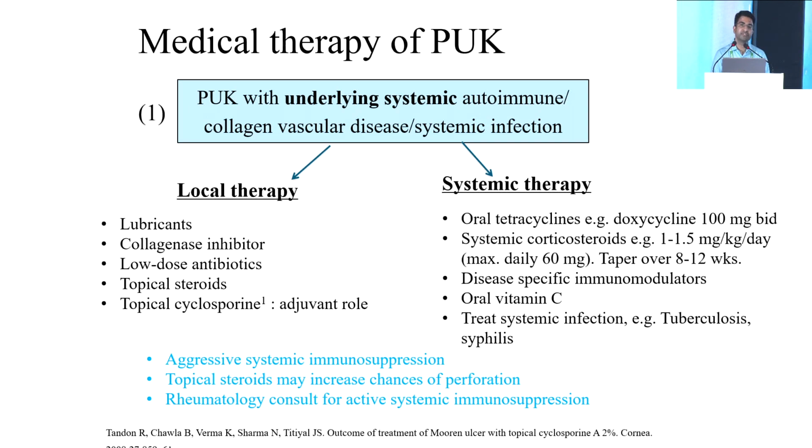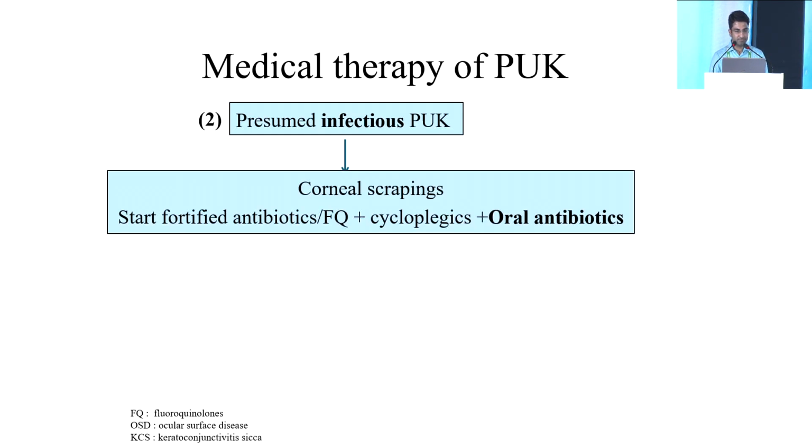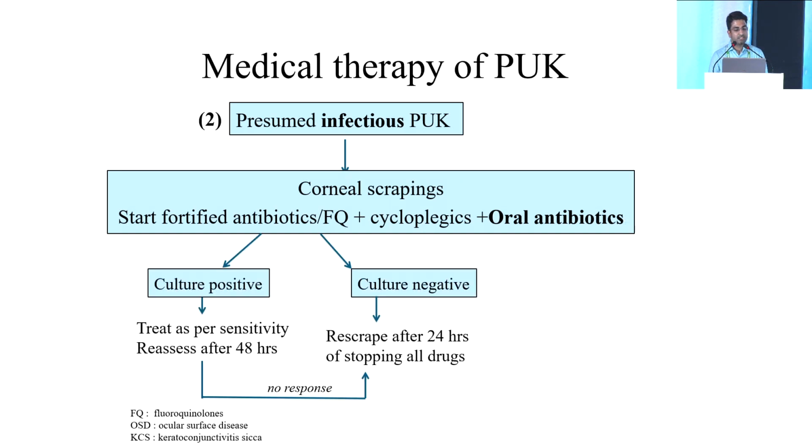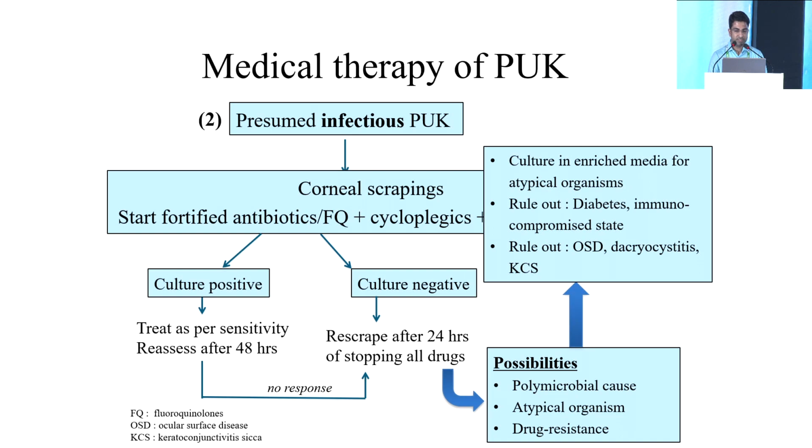And aggressive immunosuppression is very important in aggressive cases or recurrent cases. And as I said, rheumatological consultation is very important. In cases of infection, if you suspect an infectious cause of PUK, corneal scraping should be taken, and empirical antibiotic, either fortified antibiotics or on monotherapy can be started. And depending upon the size of the ulcer, you titrate the dose. Culture positive, as in case of any corneal ulcer, which is an infective pathology, you treat according to the culture positivity or negativity. So I'll not be dealing much into this.